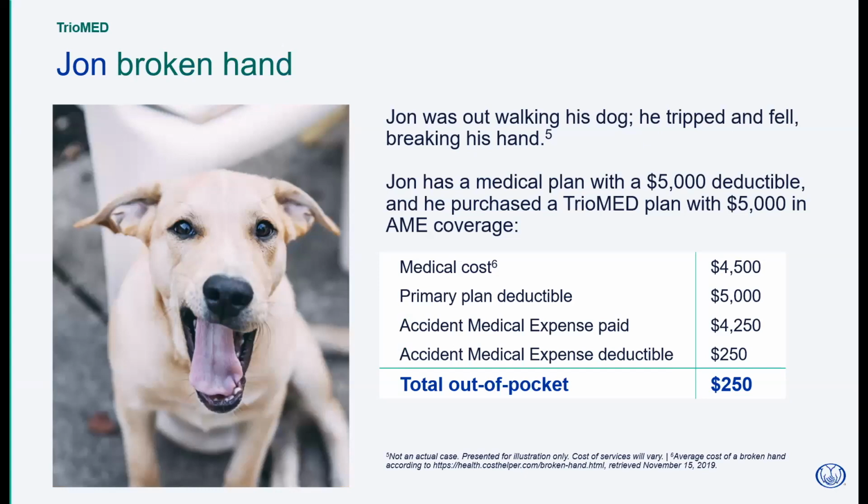So in looking at an example here, we have John. Now, John isn't the dog, but the dog probably caused much of the problem. John was out walking his dog. He tripped and fell and broke his hand. Now, John has a medical plan with a $5,000 deductible, and he purchased a TrioMed plan with a $5,000 benefit for AME coverage. His medical cost was $4,500. The primary plan deductible was $5,000, and the accident medical expense paid $4,225, minus that deductible of $250, which leaves an out-of-pocket cost that John would be responsible for of $250. That's a great benefit. I mean, going from $4,500 all the way to $250, I'll take that any day.